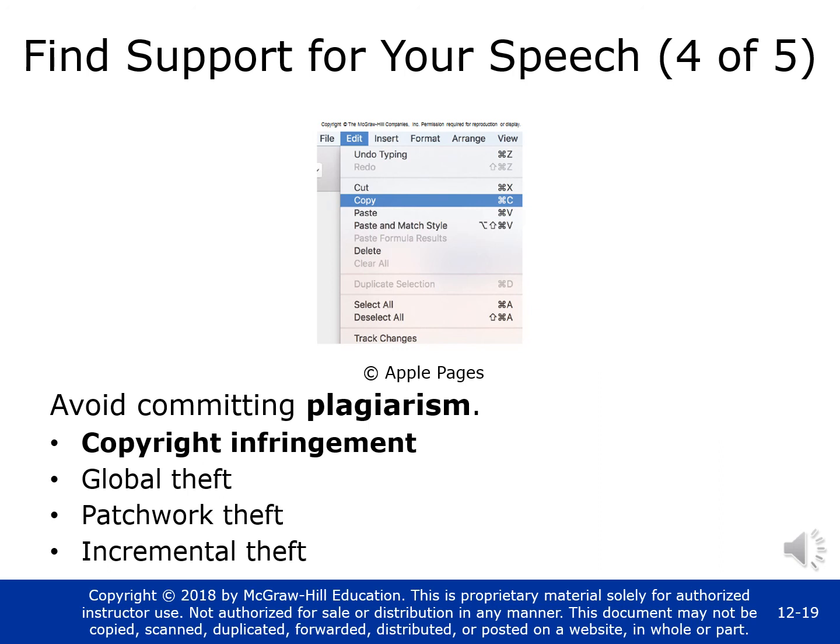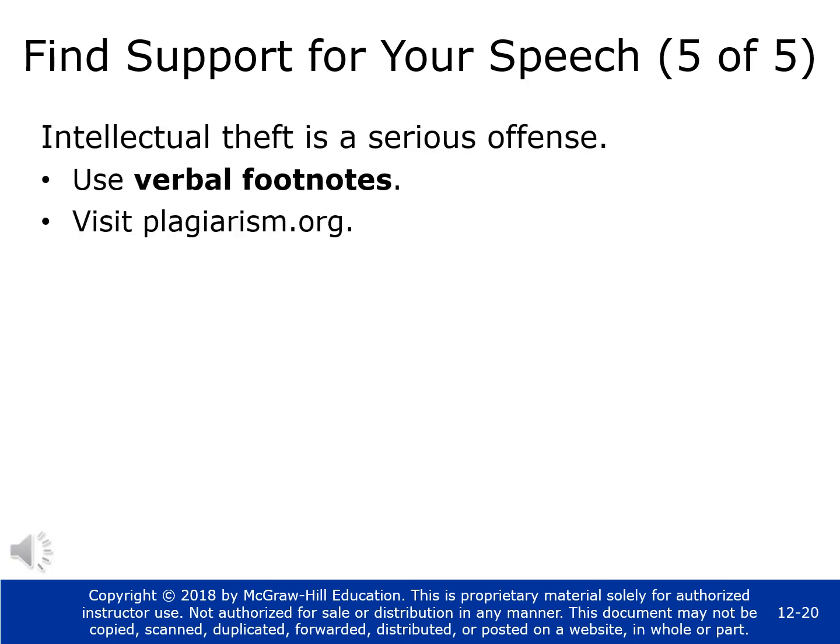Basically, you just don't want to copy anyone else's speech completely, or their ideas or their information, without quoting them and giving respect and citing your sources. So theft is not okay. Plagiarism is not okay. You can use verbal footnotes, and for example, you can say, according to the American Psychiatric Association, this many people have borderline disorder. And you could visit plagiarism.org if you want to make sure you're citing things correctly. You can also reach out to me if you're nervous about plagiarizing or citing.